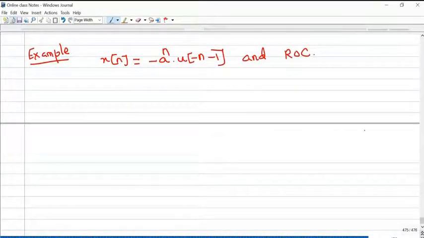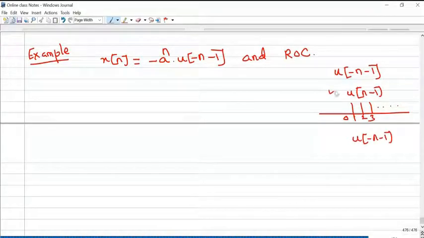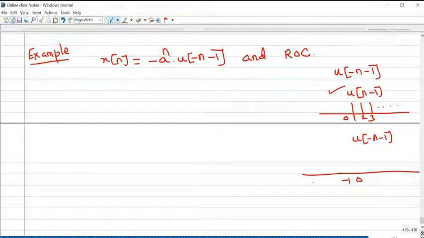Okay. First plot u of minus n minus 1. So how to plot this signal? First time shift, n minus 1. So the n minus 1 signal starts from 1 onwards. Then u of minus n minus 1: for this signal we have to take time reversal. Then 1 to infinite now becomes minus infinite to minus 1. This is the u of minus n minus 1 signal sketch.